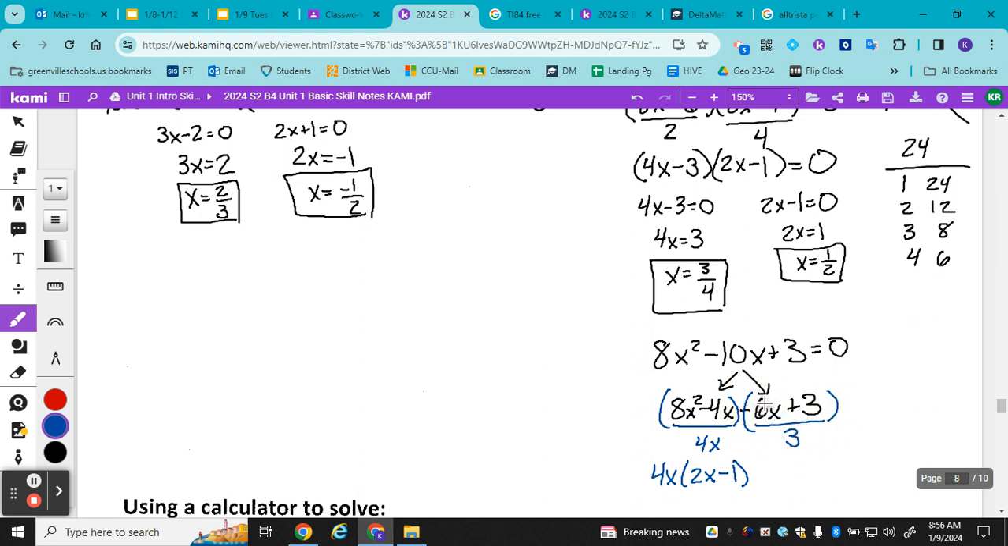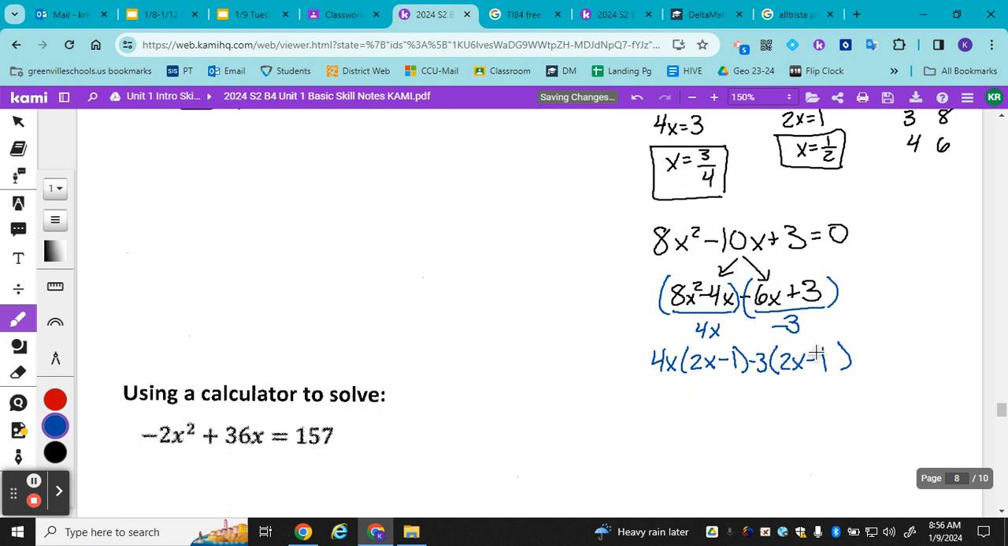Since this first term is negative, we want to make it a negative 3. If you did not, then you would get negative 2x plus 1, and that does not match. We want these parentheses to match. So that's why we're going to take out a negative 3, and then it will match 2x minus 1. Okay, so just be careful with your signs.